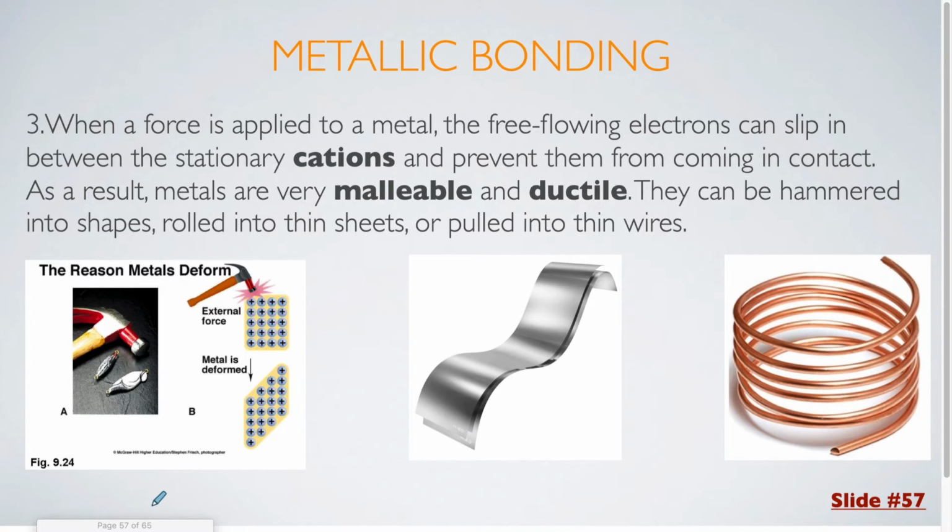When a force is applied to a metal, the free-flowing electrons can slip in between the stationary cations and prevent them from coming into contact. As a result, metals are very malleable and ductile. They can be hammered into shapes, rolled into thin sheets, or pulled into thin wires. This, of course, is opposite to what you would have expected within an ionic structure. When an ionic compound is hit with enough force, the ions shift, positives go next to positives, negatives go next to negatives, and it shatters. But with the electrons being mobile here, it is much more adaptable.